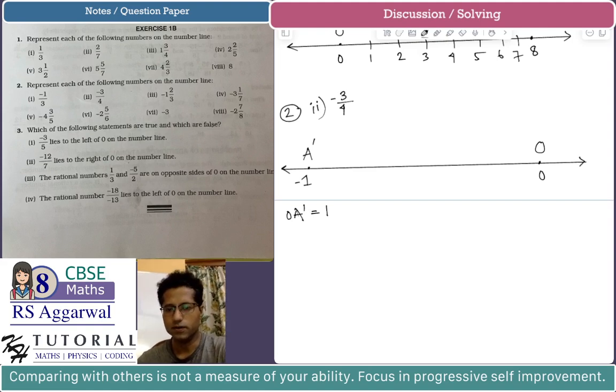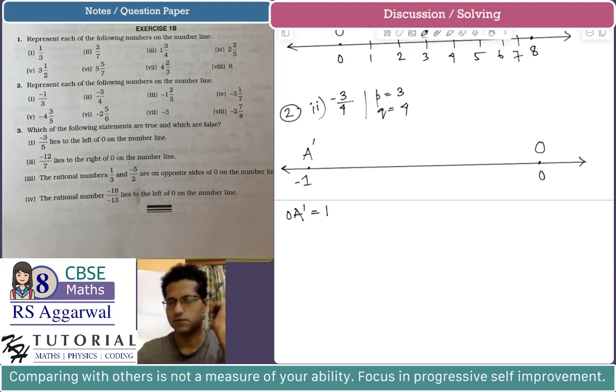Now we divide the segment OA dash into 4 equal parts. Why 4 equal parts? Because we are considering P as 3 and Q as 4. But why am I writing P equals 3? Because the drawings will actually be based on 3 by 4, but since it's a negative rational number, negative 3 by 4, all the drawings will be to the left hand side.